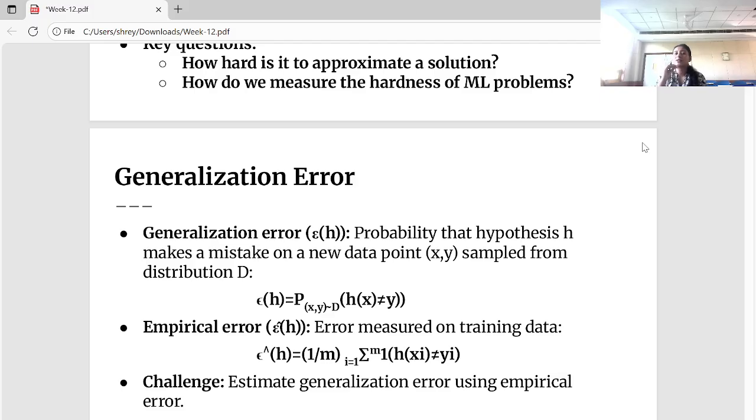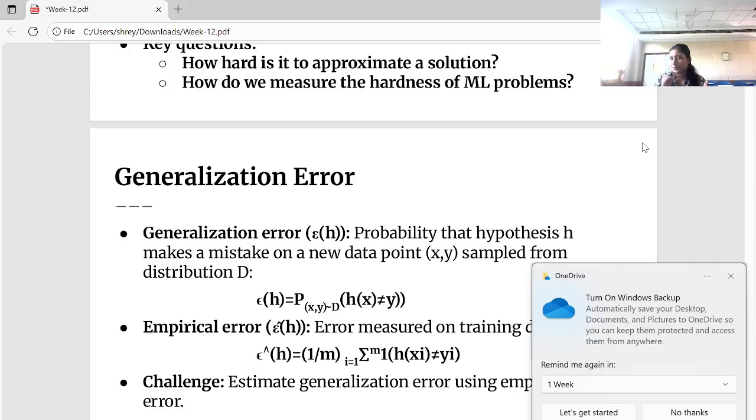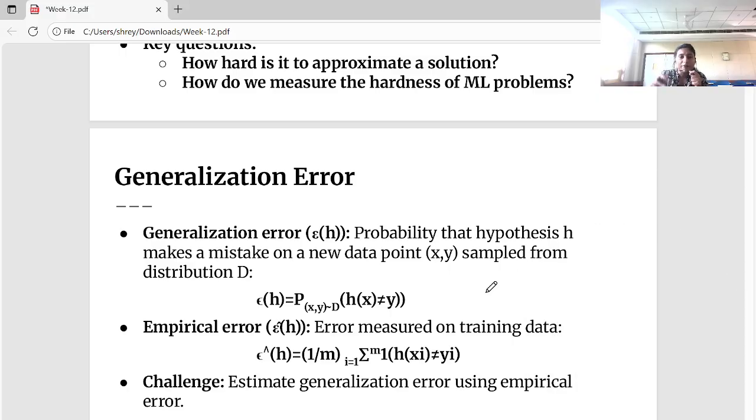So the first term is generalization error. In the theoretical concept, you always get two types of things: first is generalization and second is hypothesis, or we can say empirical. Wherever you find this term generalization, it means it is talking about a true error, because we are assuming that there is some data, let's say D, which means a true distribution.